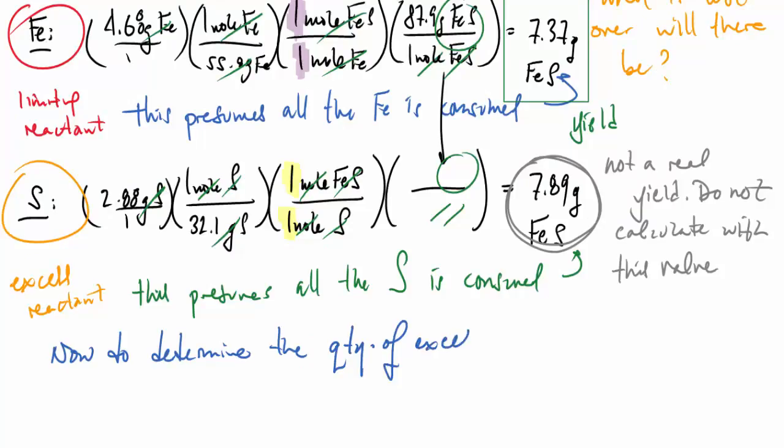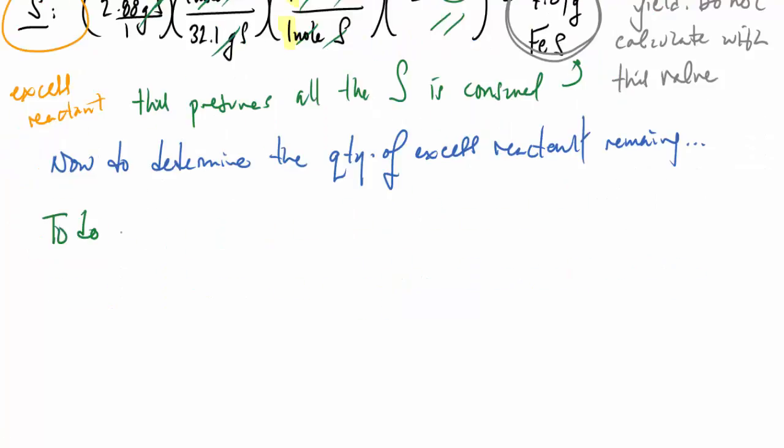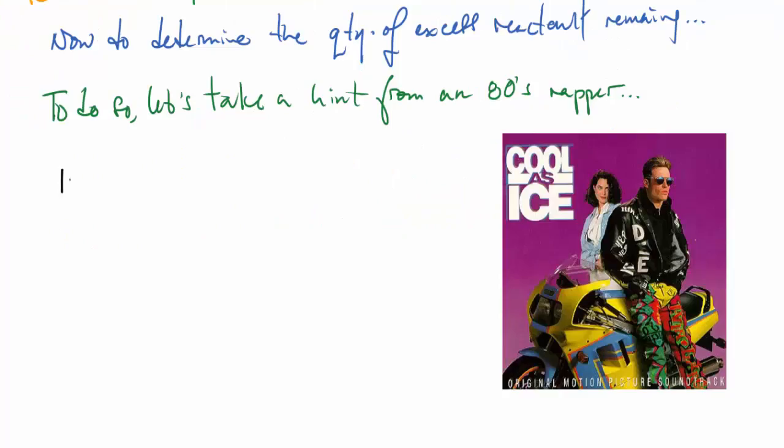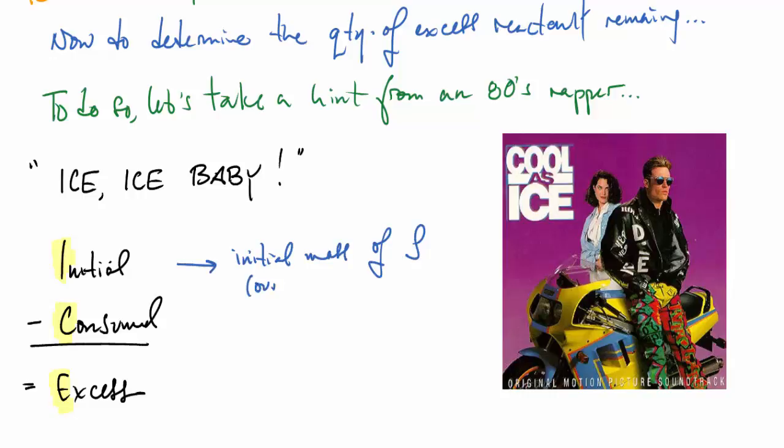So now to determine the quantity of the excess reactant that's left over, the excess reactant is sulfur in our case. To do so, let's take a hint from an 80s rapper. Little throwback here, and see if we can get something from this fine fellow. He said, "Ice, ice, baby." Well, what do you mean by ice, Mr. Ice? I mean the initial amount minus the consumed amount will be the excess amount. And there is your ice. So whenever we need to get quantities of excess reactants, we'll just use this idea.